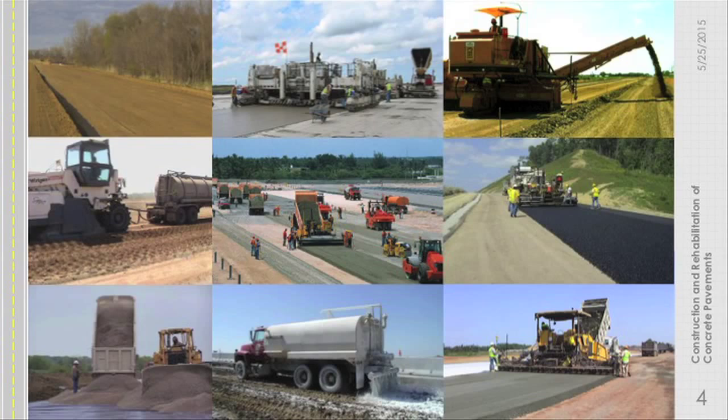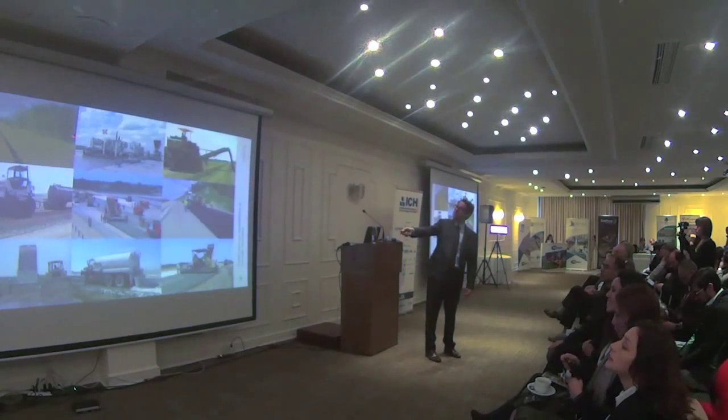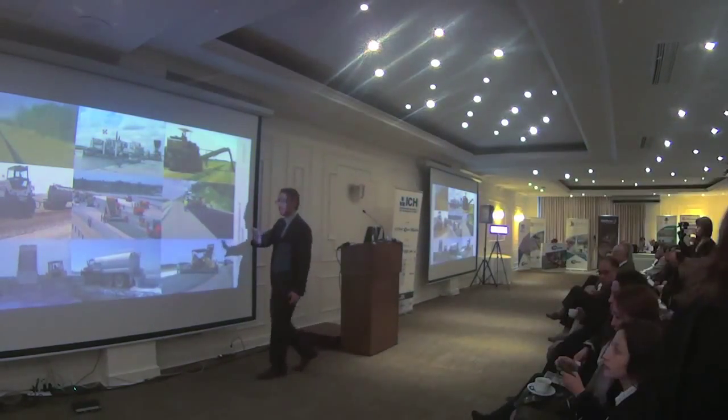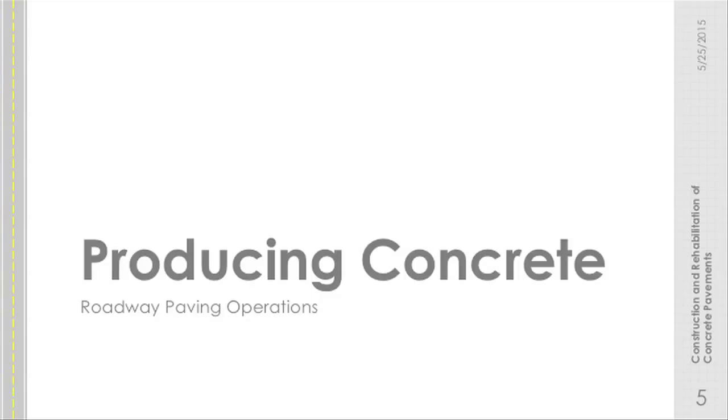So we're past this point. We've started with whatever soil that God has blessed or cursed us with, possibly improved that or covered it up, or done something to get us to the point where we're ready to build the concrete pavement. So the first step to make that happen is producing the concrete.